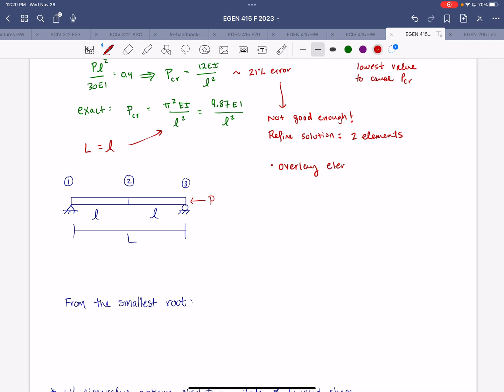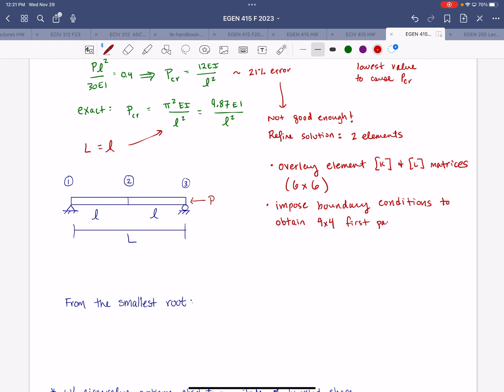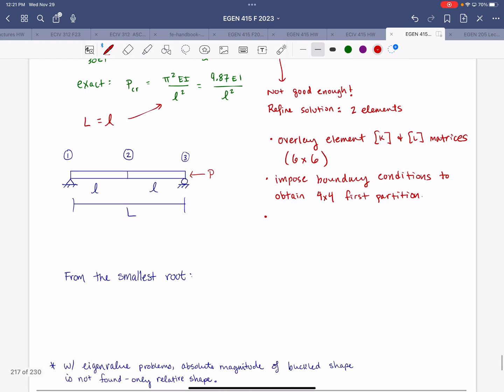So overlay the element K and L matrices. All right, so you would have a 6x6 for 2 elements, and then impose boundary conditions. And after imposing the boundary conditions, you would obtain a 4x4 first partition. Solving that determinant equal to 0, you would get 4 roots.